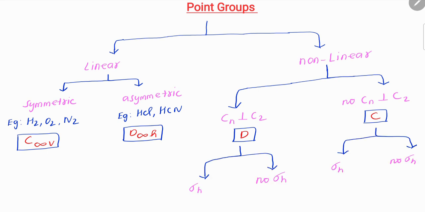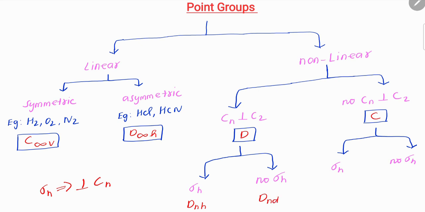Then if your molecule possesses sigma H, which means the plane which is perpendicular to Cn, plane of symmetry perpendicular to Cn. If there is a sigma H, then the point group should be DnH. If no sigma H, then the point group should be DnD.